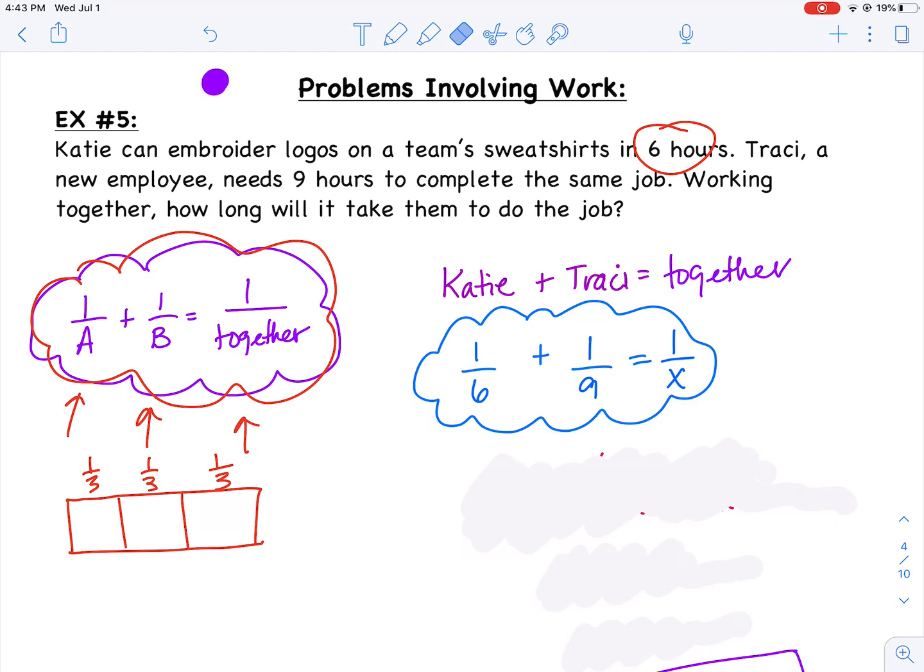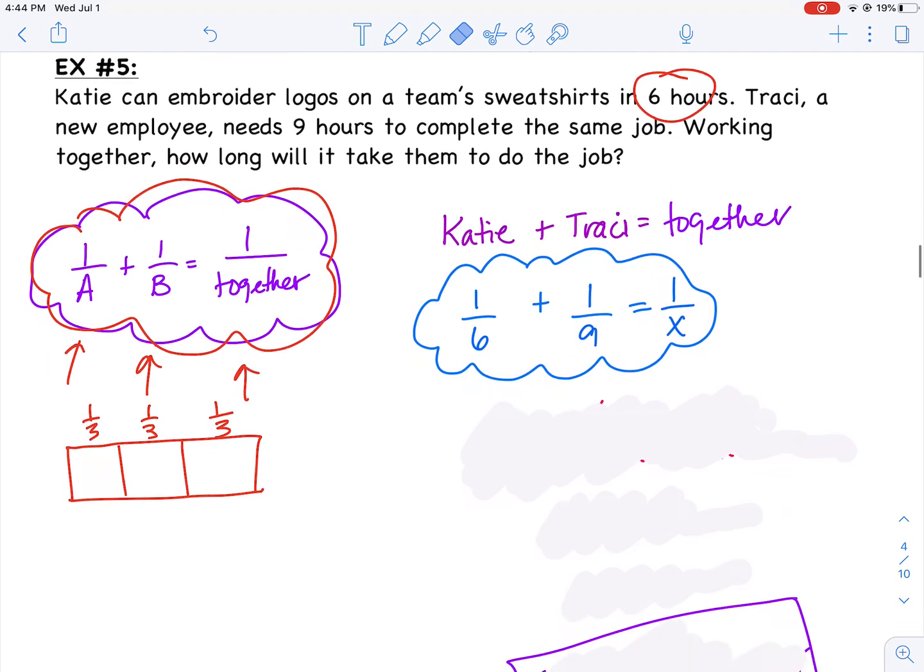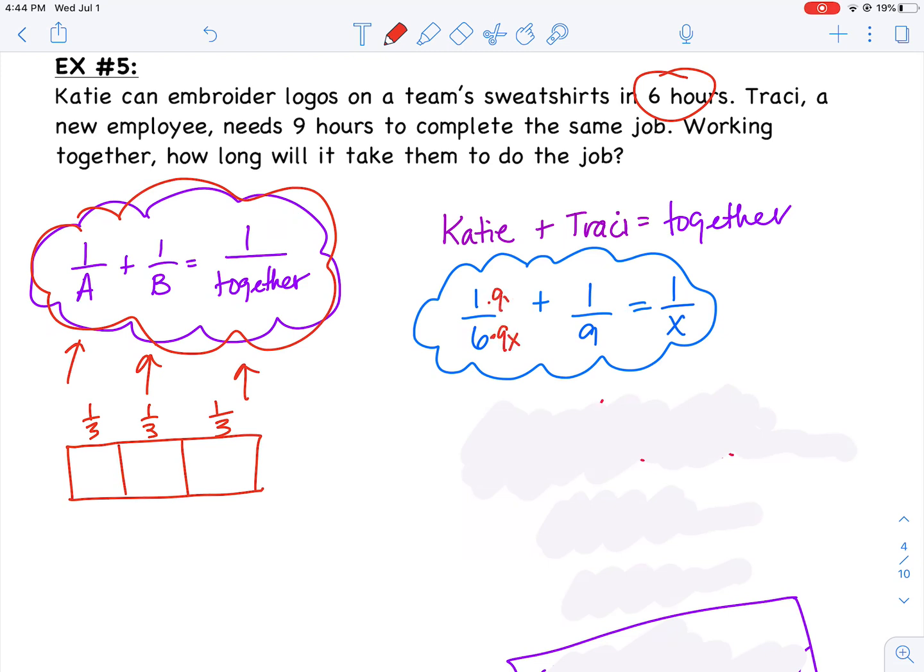All right, so now I have this rational equation. I have a couple different fractions, all of them with different denominators, but we can solve this equation and figure out the amount of time it would take them to do this job together. Let's get common denominators here. It looks like our common denominator on this problem would be 54x. So I can multiply the first fraction by 9x, I can multiply the second fraction by 6x, and I can multiply the last fraction by 54, so that way everybody has the same denominator.